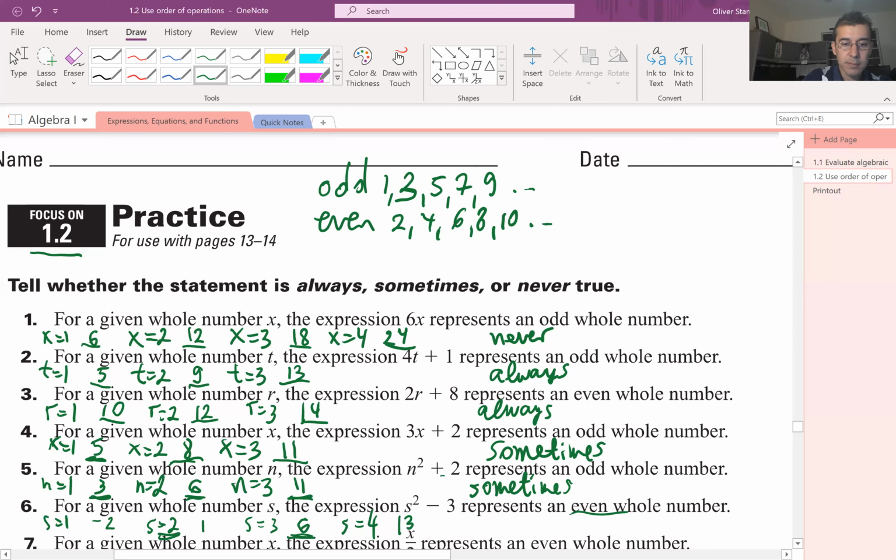Sorry, right here, not this one. Represents an even whole number, yes, like right here, this is an even, 6 is an even number, but it's not always, sometimes, because here we have an odd number, 1 or 13. So this is sometimes. So 6 is sometimes.